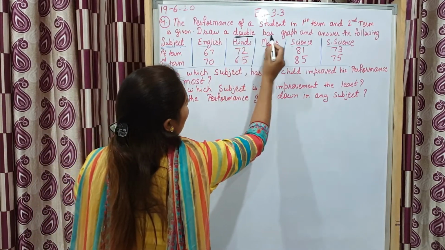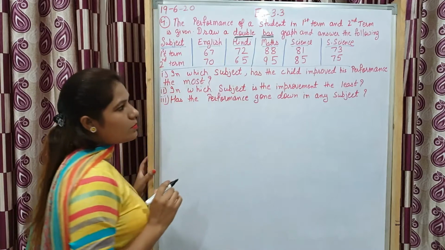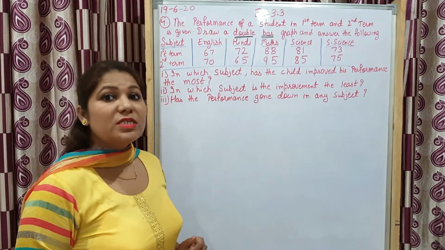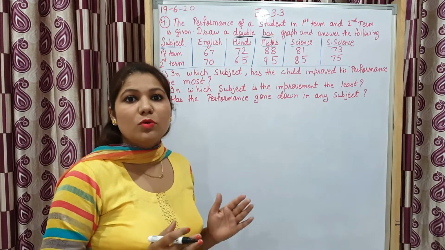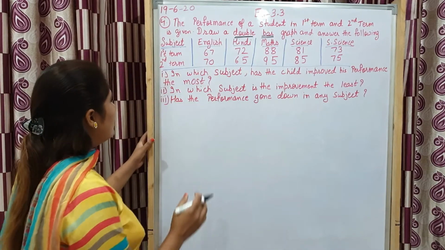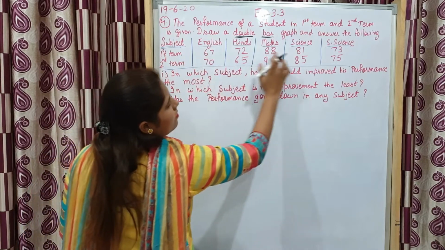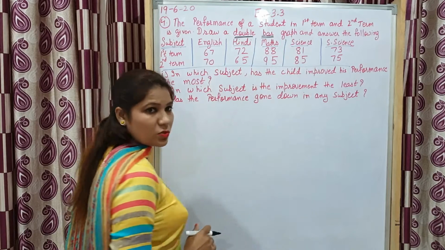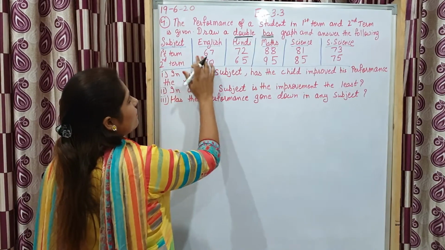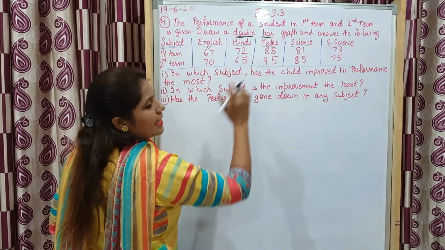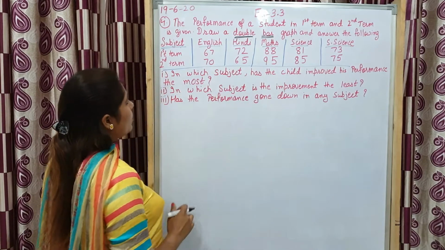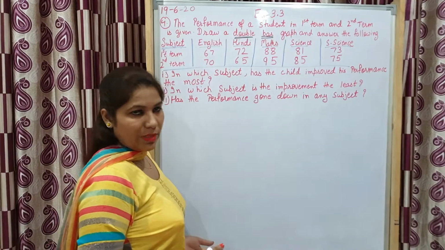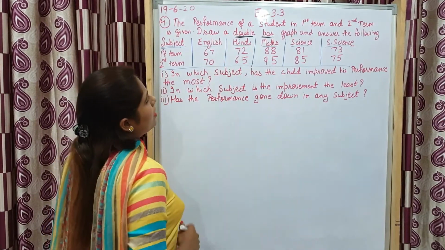Student, first of all, what is a double bar graph? This is a new concept. A double bar graph is used for comparison of two observations. You can see here carefully. First term marks are given for different subjects: English, Hindi, Math, Science, Social Science. Marks are given for the first term and here for the second term. Now these questions we will do later. First we will draw the double bar graph.